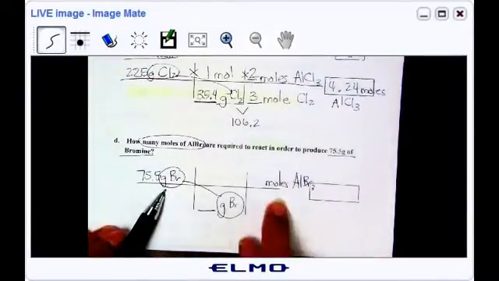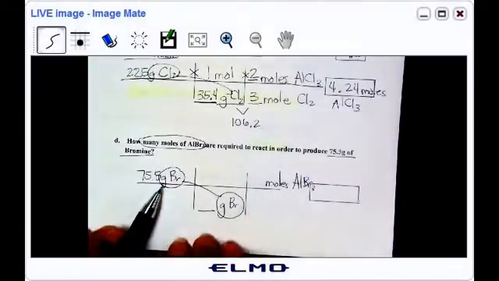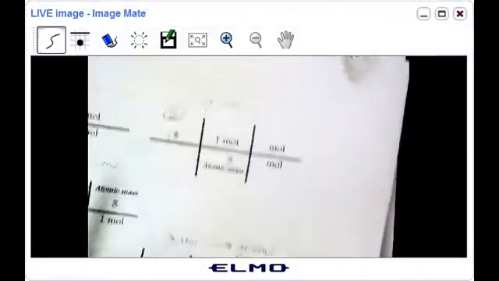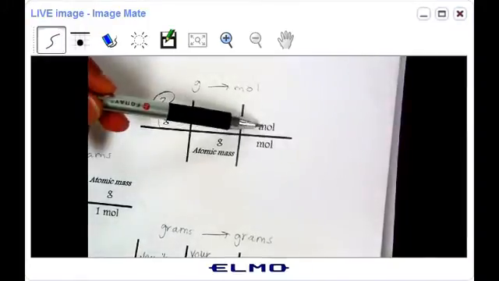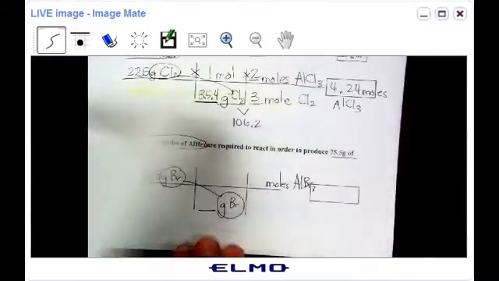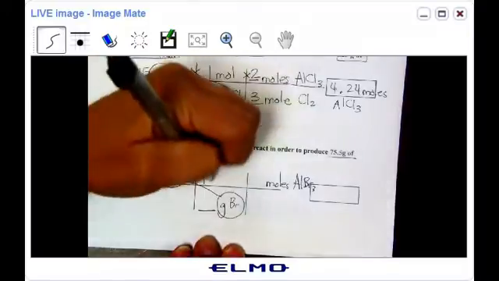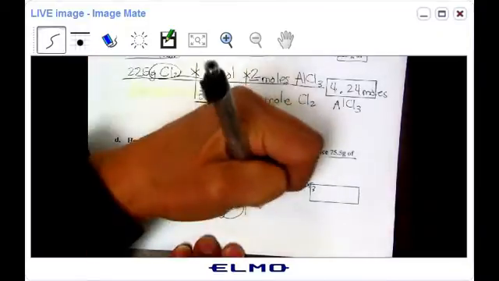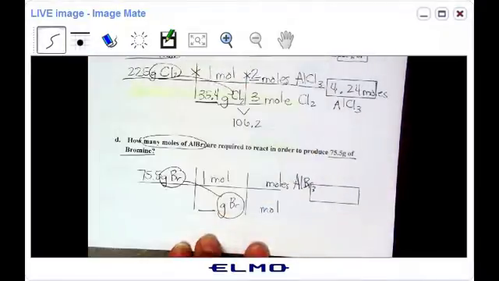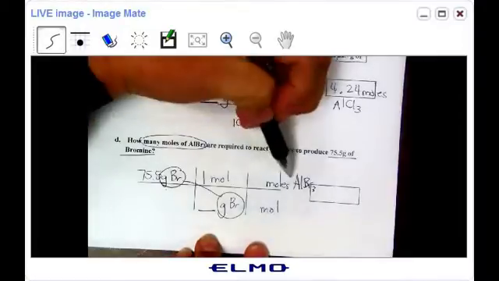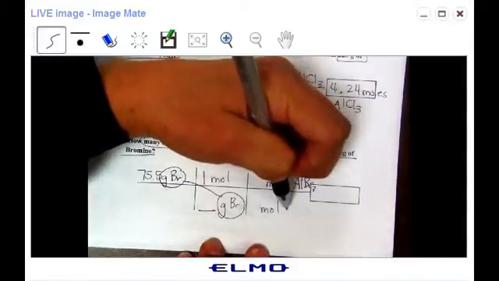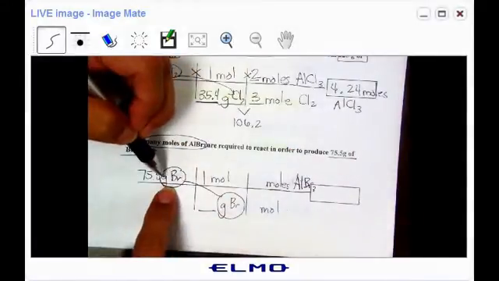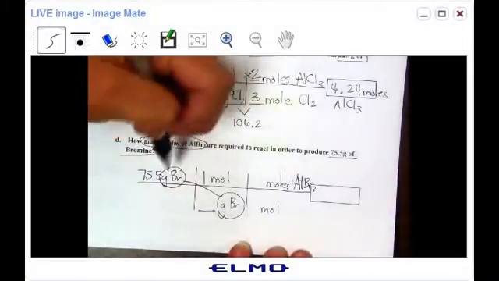This is a grams to moles. I was given grams. I'm looking for moles. I'm going to go back to this chart. It says I just put 1 mole at the very top and the mole on the right hand side. 1 mole goes at the very top. A mole goes here. Again, all the unknowns are on the top. So AlBr3 is what we do not know. So down here is what was given to us, which was grams of Br. You would just put Br.